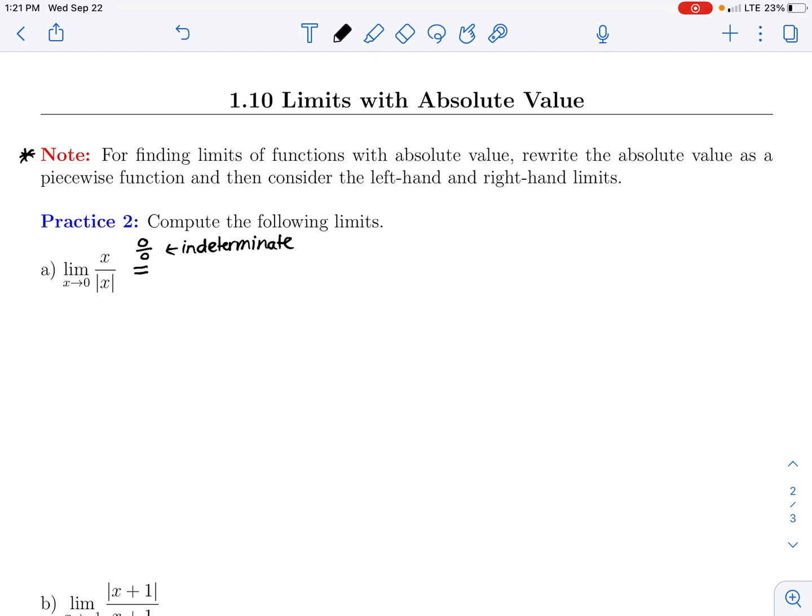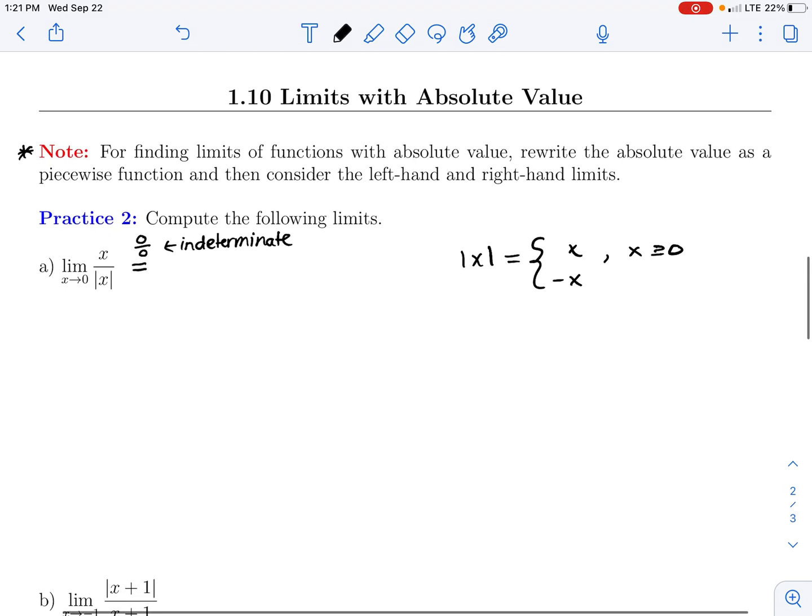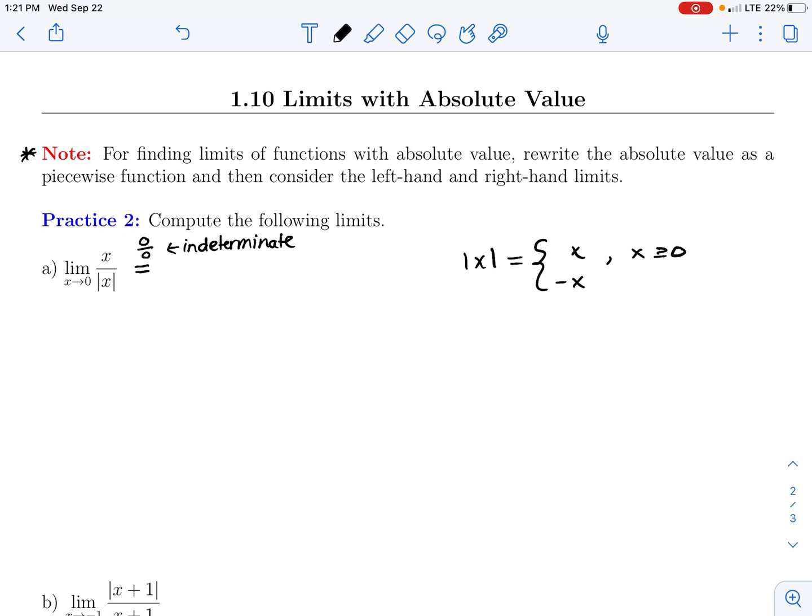So I need to rewrite over here the absolute value of x using my piecewise function. So here we have that the input x is the same as the output when x is greater than or equal to 0. And then the output is the opposite, or the negative of whatever my input is, when x is less than 0. Okay, so that's it written as a piecewise function.